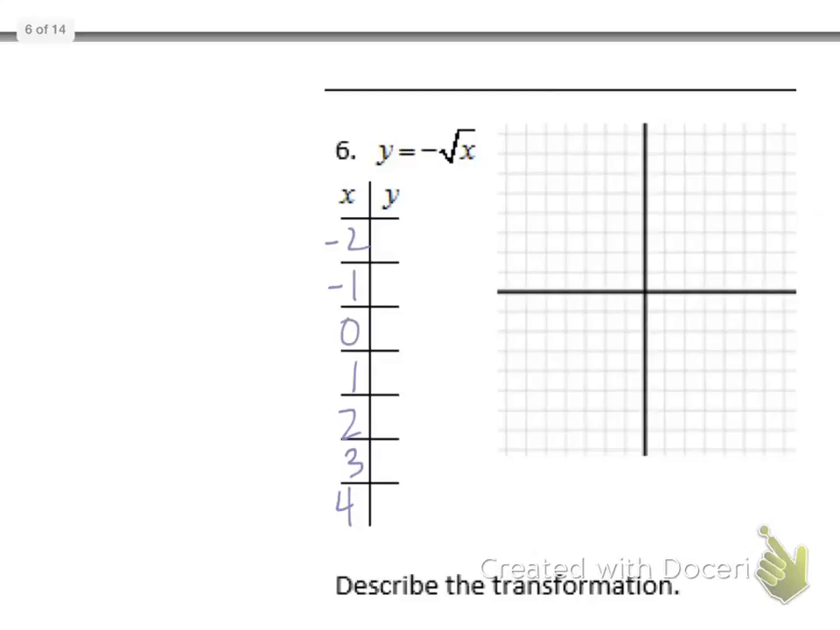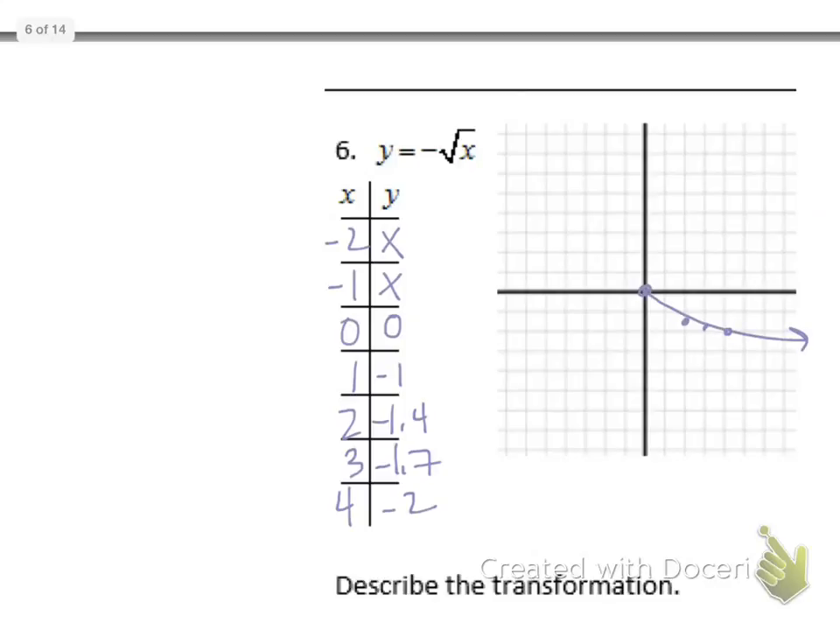Okay, so it looks like I have errors at -2, -1, and then I got 0, -1, -1.4, -1.7, and -2. So I'm starting at 0, 0. I am going right 2, down 1 and a little bit past. I'm going right 3 and a little bit past that, and then right 4, down 2. So if you notice, that's what my new graph looks like.